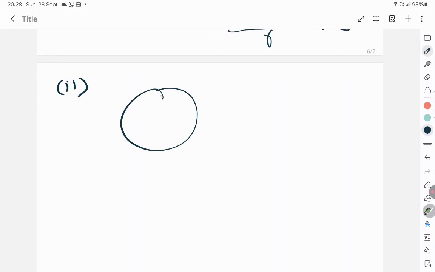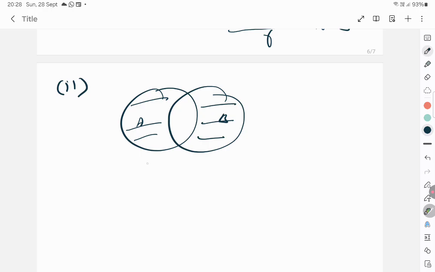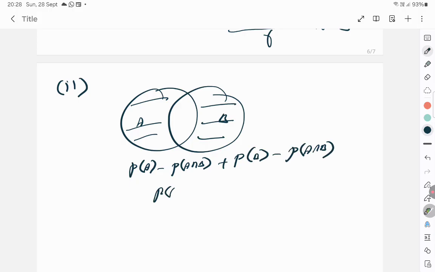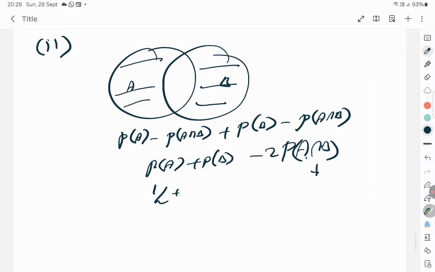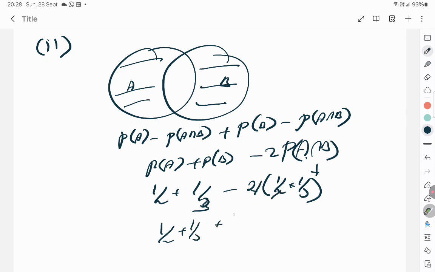Exactly one of them solves the problem means do a Venn diagram, which means this fellow is solving only, not both of them, exactly one, which is the full circle minus P of A intersection B plus the full circle of P of B minus P of A intersection B, which is P of A plus P of B minus 2 times P of A intersection B. And if the events are independent, you can write this as P of A into P of B. Solving it, it's 1 by 2 plus 1 by 3 minus 2 into 1 by 2 into 1 by 3. So in 1 by 2 plus 1 by 3, where 2 and 2 get cancelled, minus 1 by 3. So answer is 1 by 2. So that's about that sum.